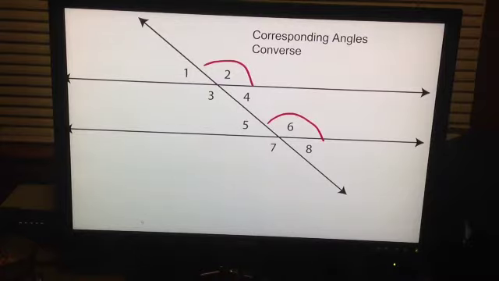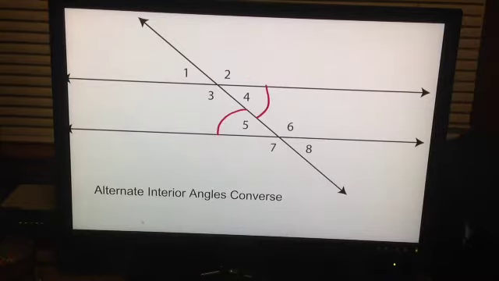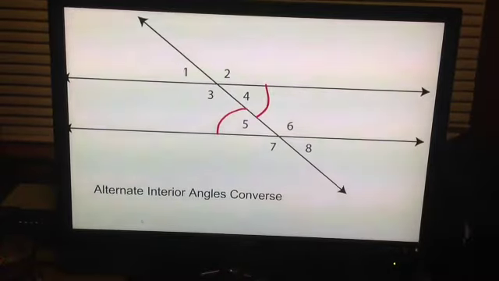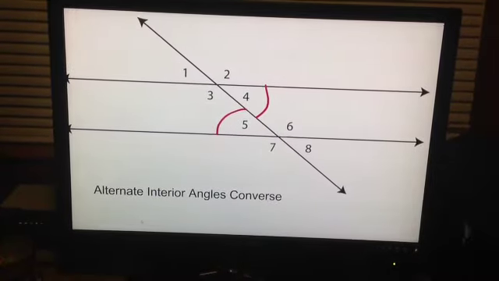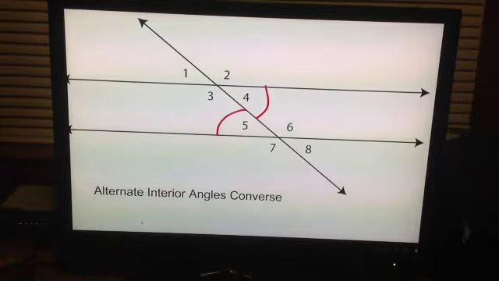The corresponding angles converse says that if two lines are cut by a transversal, so the corresponding angles are congruent, then the lines are parallel. So if angle 2 and angle 6 are corresponding angles that are congruent, then the lines are parallel. The alternate interior angles converse says that if two lines are cut by a transversal, so the alternate interior angles are congruent, then the lines are parallel. So if angle 4 and angle 5 are congruent, then the lines are parallel.